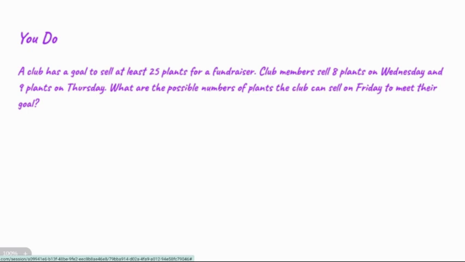Okay, so we have a club has a goal to sell at least 25 plants. So plants have to be greater than or equal to 25. The club sold 8 on Wednesday, 9 on Thursday. What is the possible numbers of plants you can sell for them to meet their goal? Well, let's subtract 8 off of it. That gives us 17. And then let's go ahead and subtract 9 off of it. That's 8.